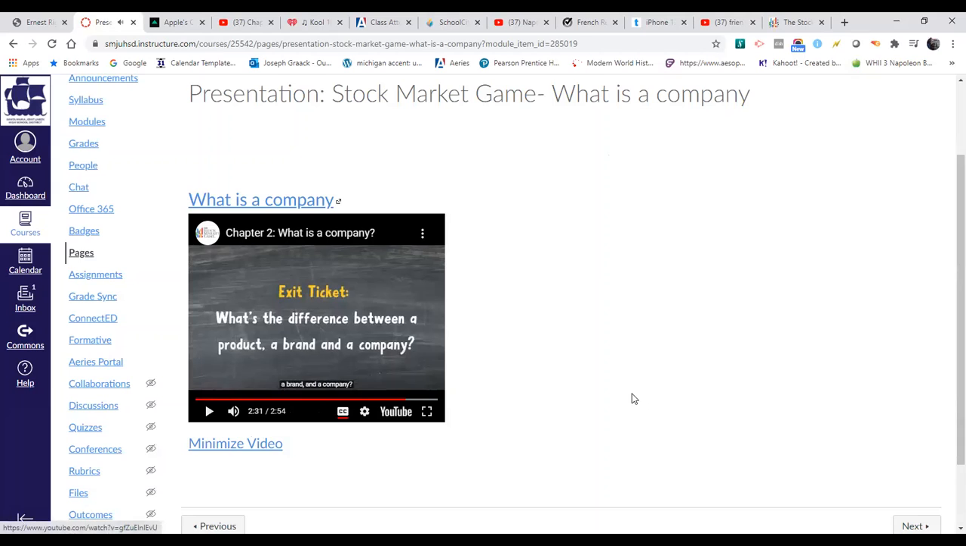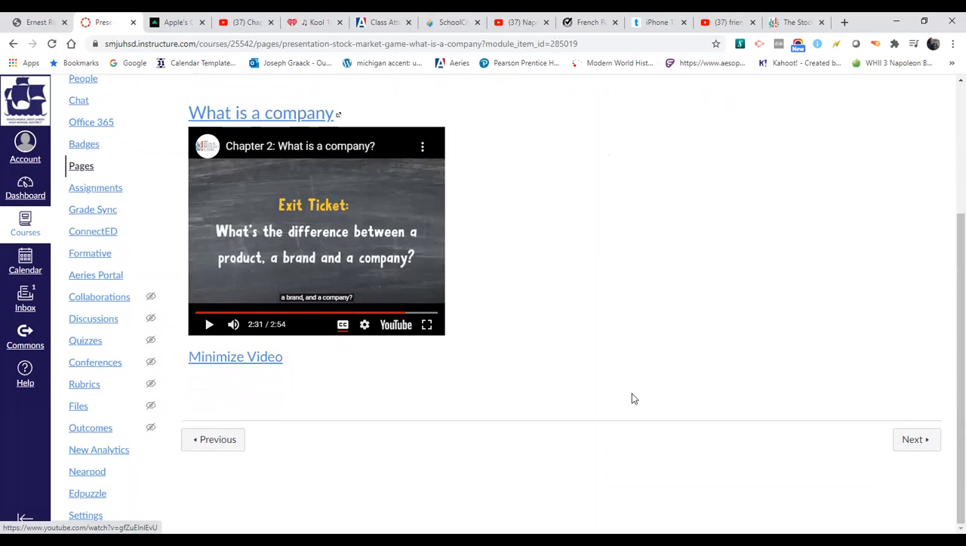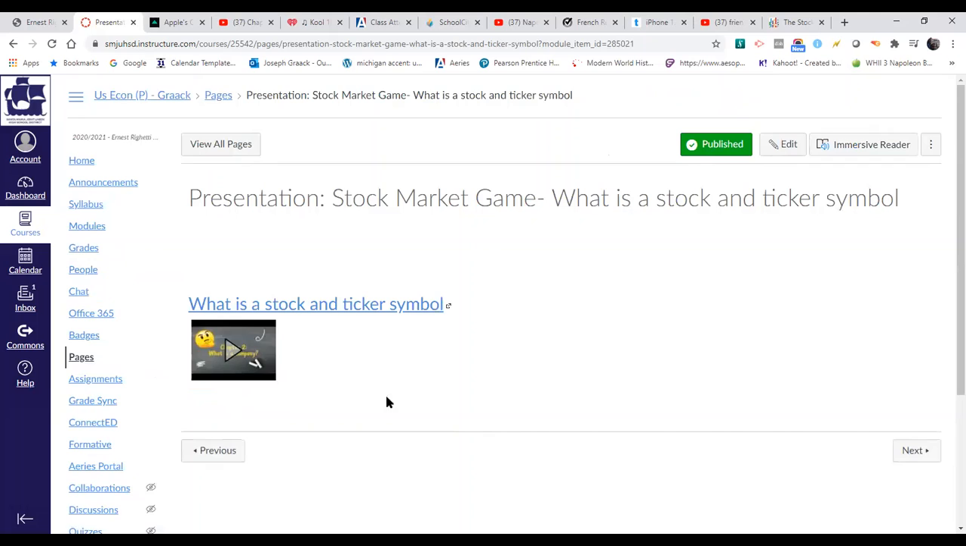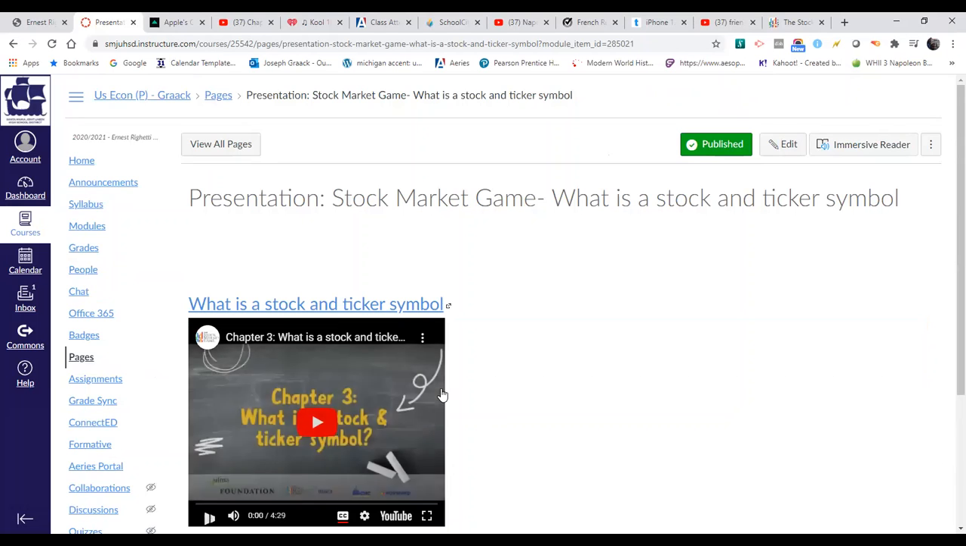All right, so one of the things I'll have you do, and we'll talk about this in a minute, is think about two companies that you think your group should invest in. When you think about those two companies that your group should invest in, how are we going to determine whether their stock is available and what is their ticker symbol? And this explains that.